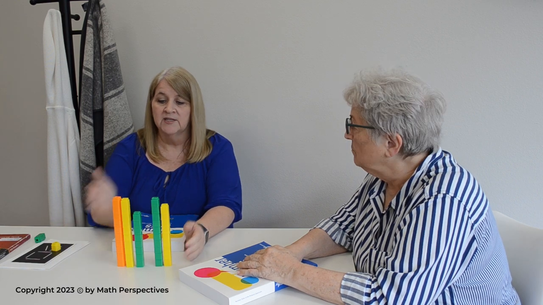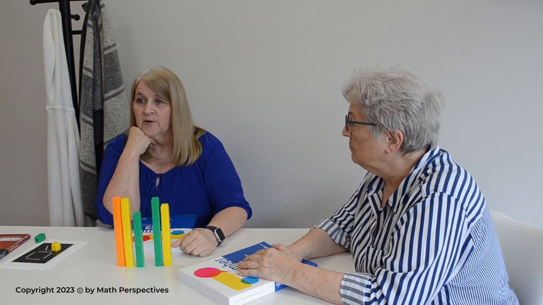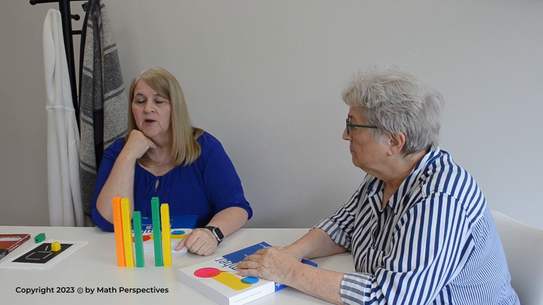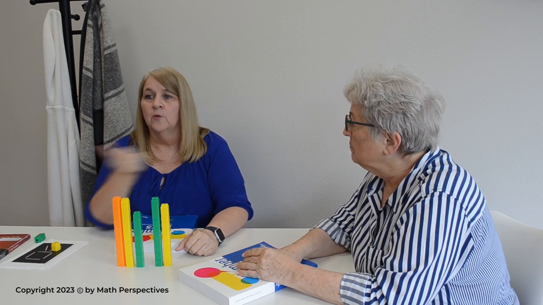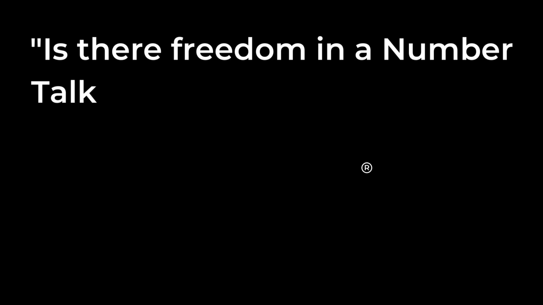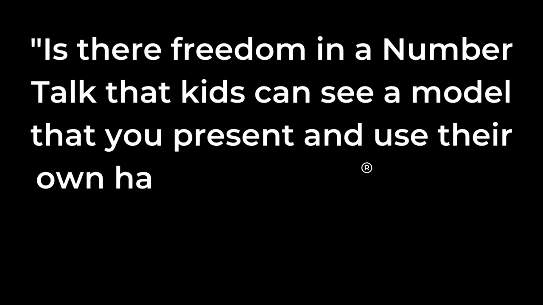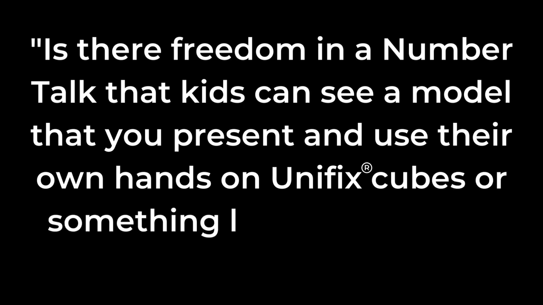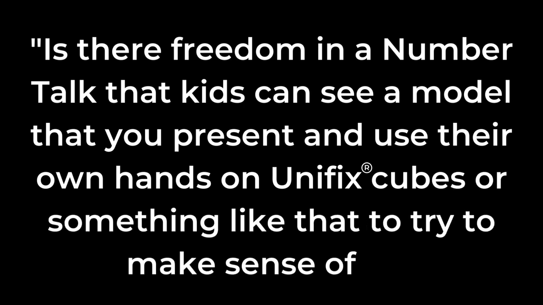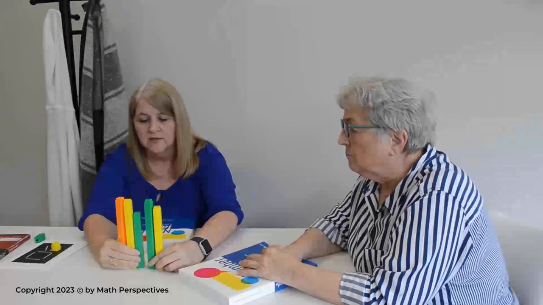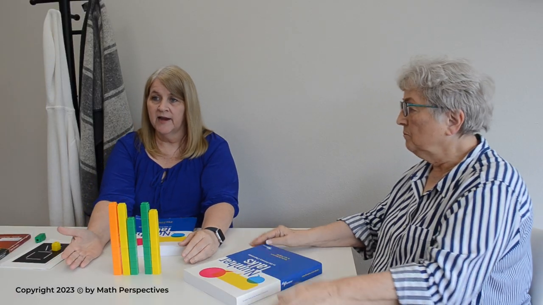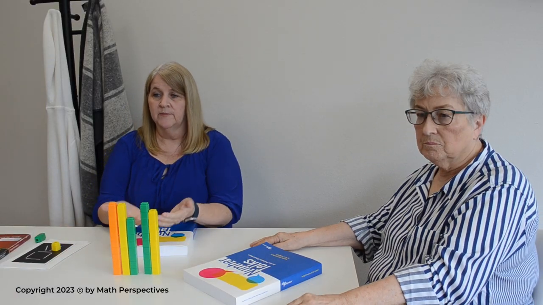So even if I'm not understanding the place value part, I still can count if I need to, to find out. So I'm not out of the number talk just because I don't know the answer to that problem, or I can't remember the procedure I'm supposed to try to follow. Is there freedom in a number talk that kids can see a model that you present and use their own hands-on Unifix cubes or something like that to try and make sense of it? Actually, I'm glad you brought that up, because we think of number talks as when it's really out of their hands, but they still have it available for them to look at.